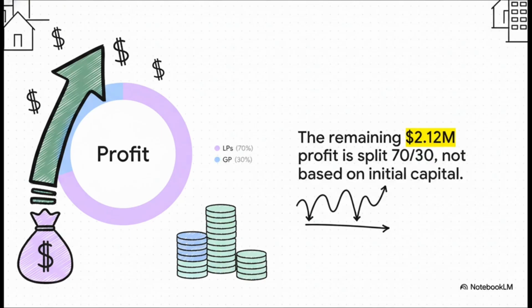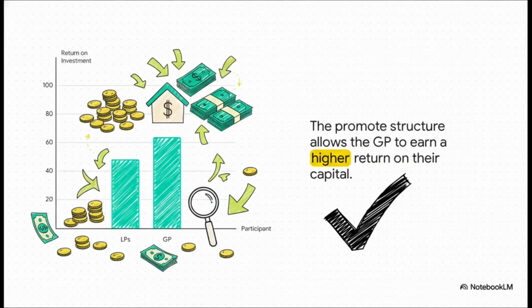Now think about that. The GP is getting 30% of this profit pool, even though they only put in 10% of the original money. And this right here shows you the incredible power of the promote. Look, the limited partners did great. They made a return on investment of over 48%. That's fantastic. But look at the general partner. Because of that final 70-30 profit split, their ROI is a staggering 64%. That is the incentive that drives them to knock it out of the park for everybody.